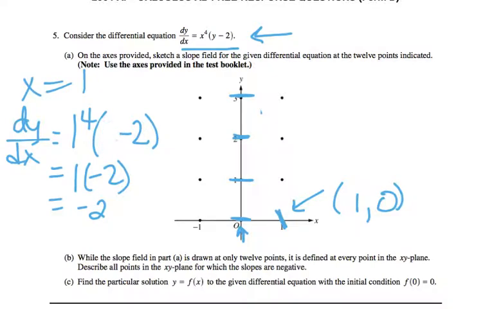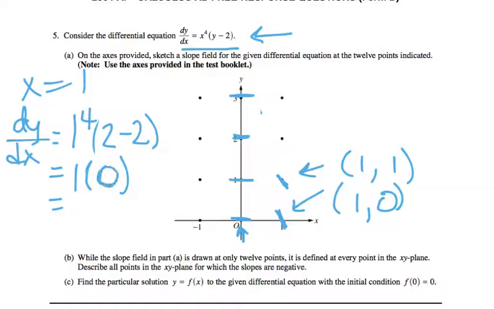Let's try this again. Okay, so we're going to say that's negative 2. Now let's plug in a different y value. So instead of y equals 0, we're going to do 1 for this point here. So 1, 1. So this gives us 1 times negative 1, which is negative 1. So this is going to be a little less steep, but still negative. Okay, then let's plug in a y value of 2. So 2 minus 2 gives us 0, so the slope here ends up being 0.